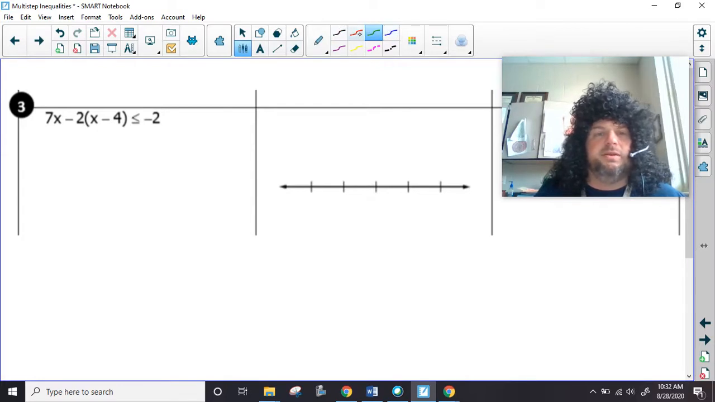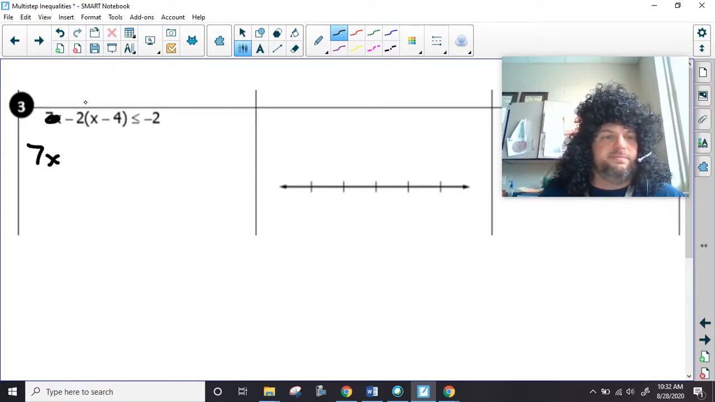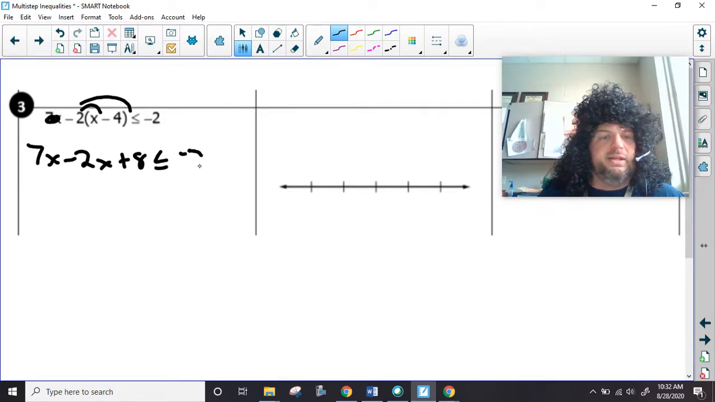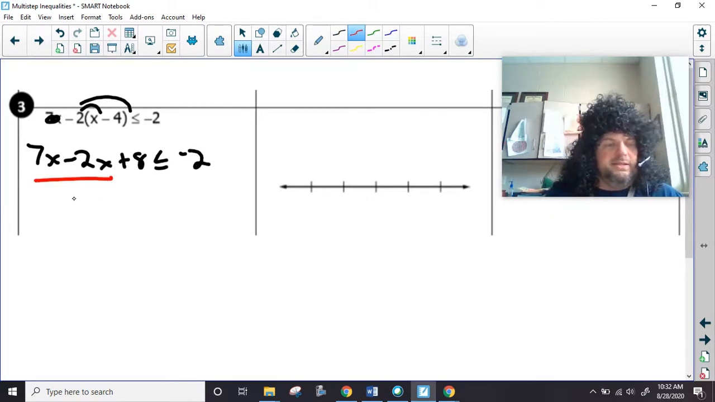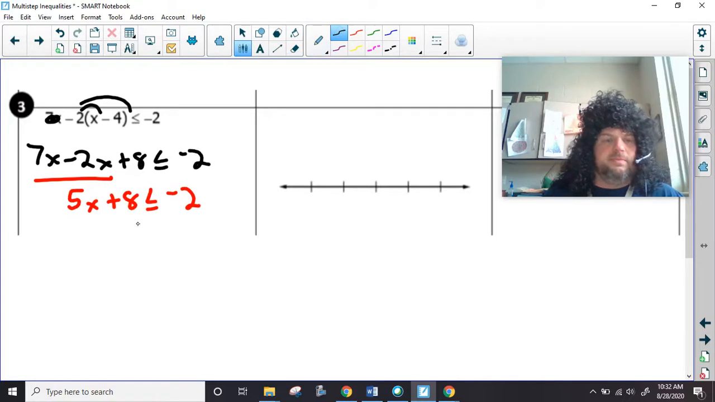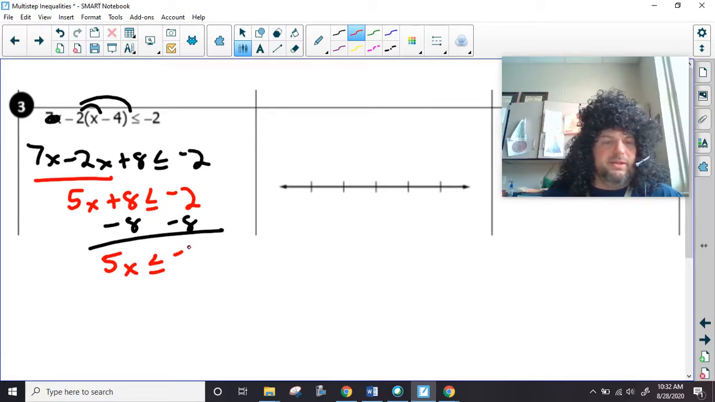All right, moving on. So this is 7x, this is minus 2x, this is plus 8, less than or equal to negative 2. So 7x minus 2x gives us 5x plus 8, less than or equal to negative 2. So we have 5x is less than or equal to negative 10.